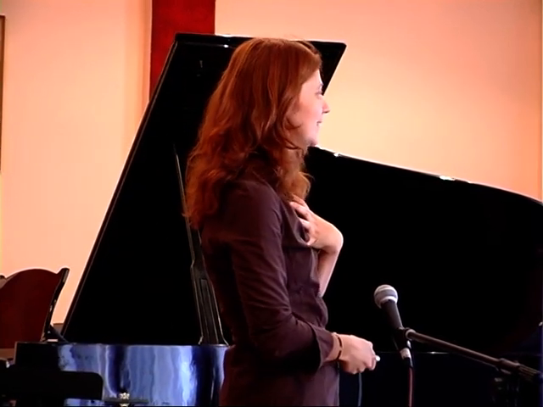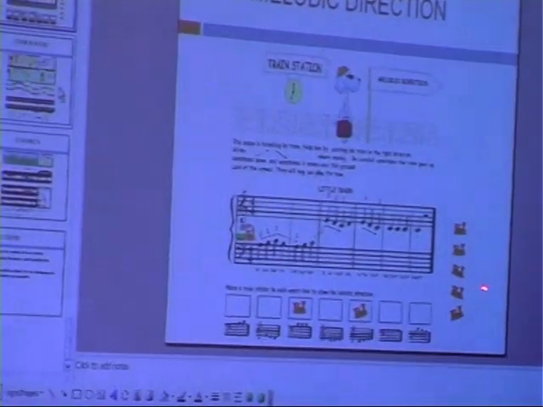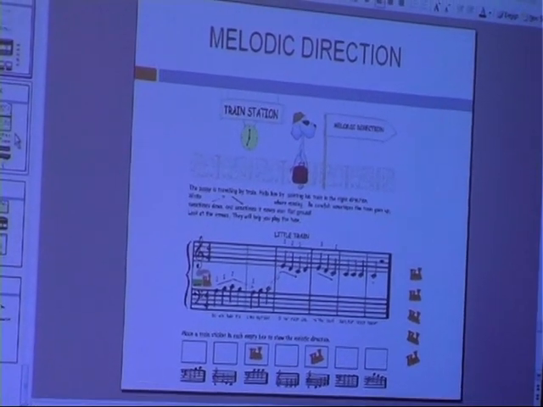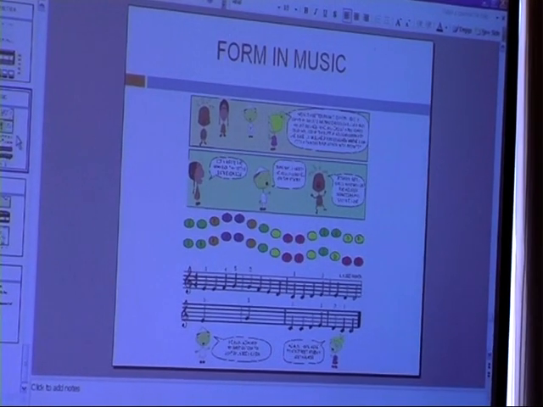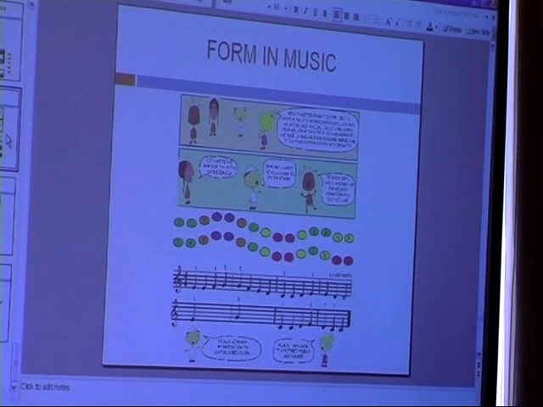But because we want children to exercise analyzing melodic direction more, we give them another task, and that is to place the stickers of a moving train in the appropriate field. In a similar way, we introduce the concept of the form in music.